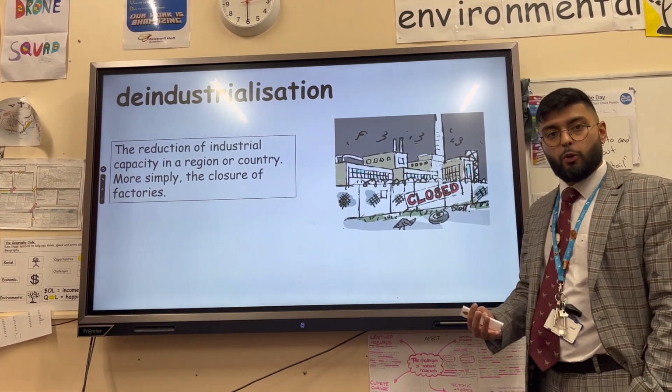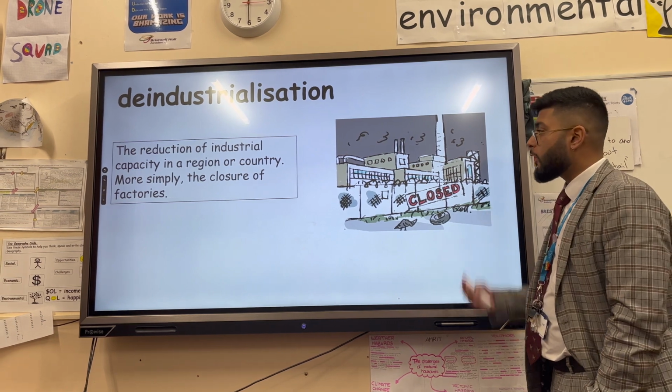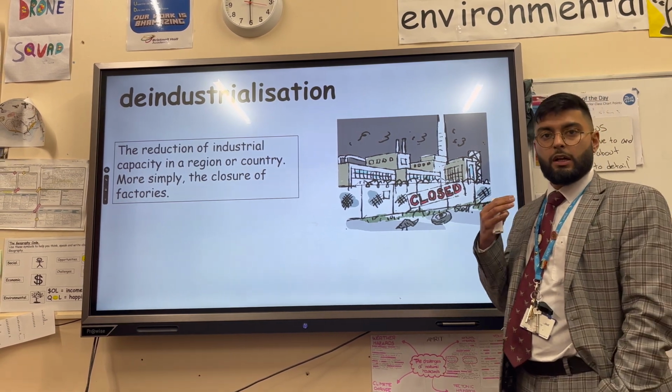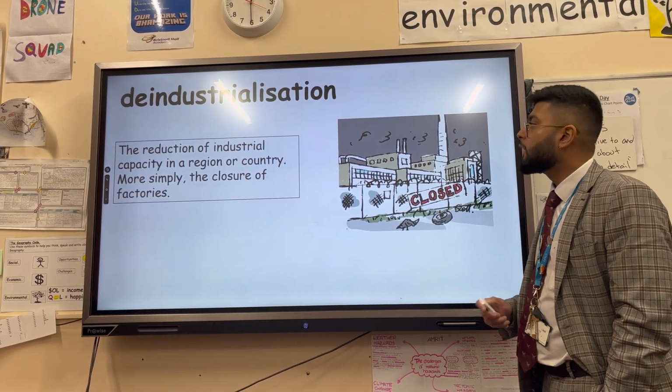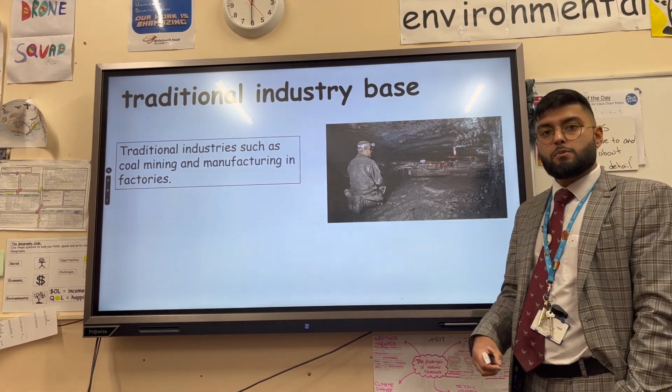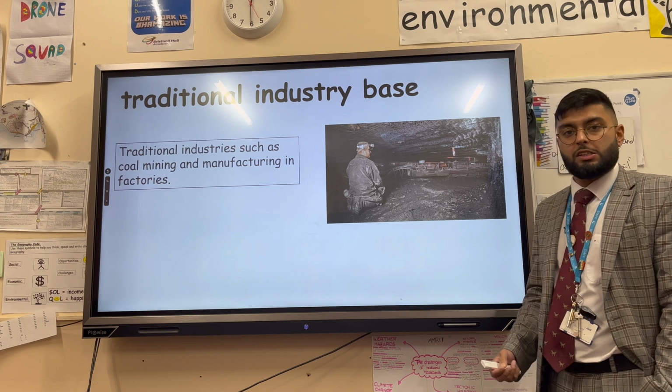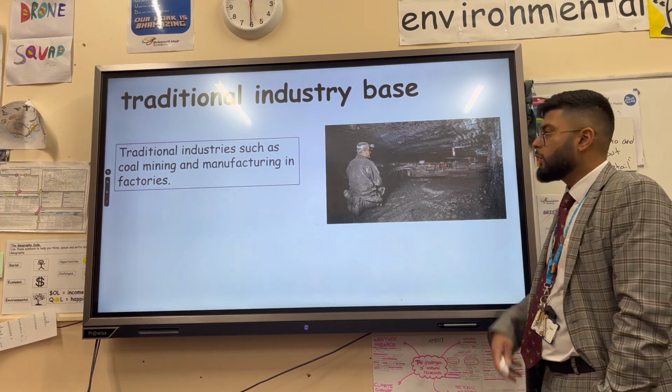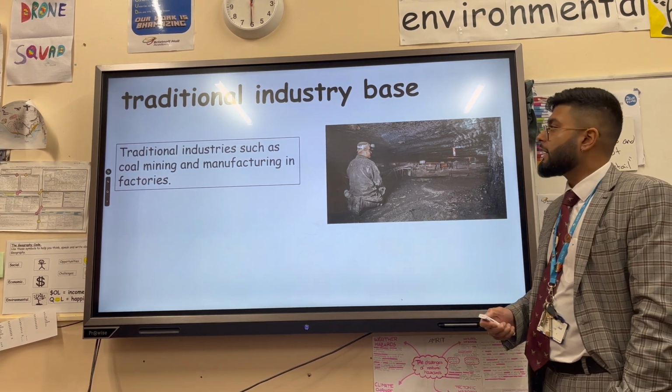Deindustrialization. Simple way of putting it is it's the closing of factories, so a country stopping manufacturing products. Traditional industry base, we're thinking about primary activities such as coal mining and mineral extraction, as well as manufacturing in factories.